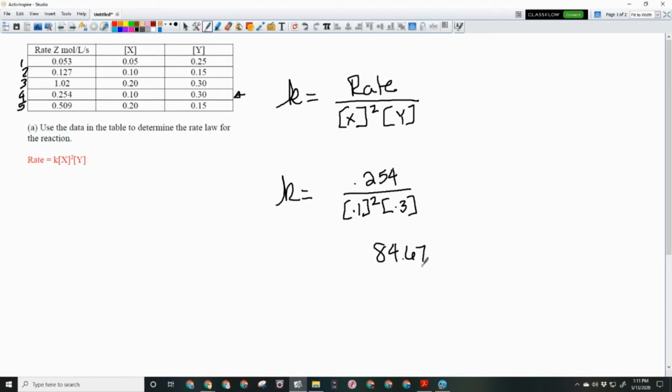So 84.67. We're not going to have to worry about the units here because all you have to do in Canvas is put in the number. So let's just round that to 85. Just for your information, the units are liters squared, seconds to the -1, and moles to the -2. That's all you have to do: substitute in those numbers from one of the trials in the data table.